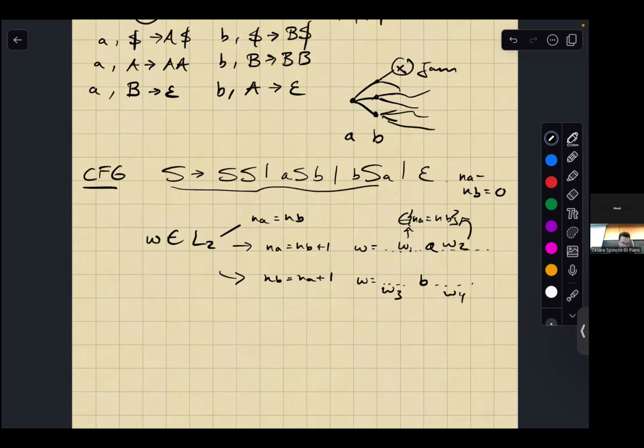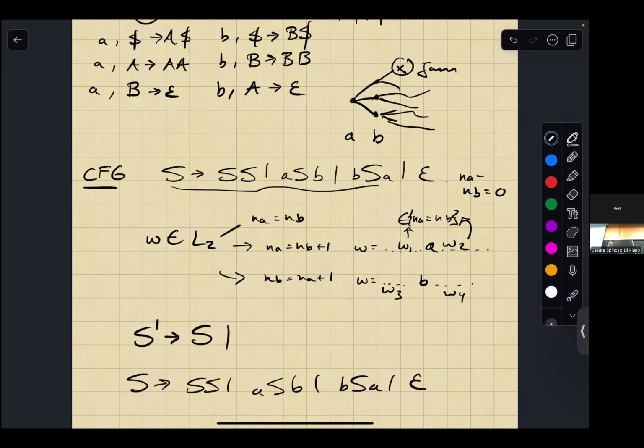So let's create a new start variable S prime. And S prime is going to say, either my string has the same number of A's and B's, so it goes to S, where S is just the rule that I wrote above.